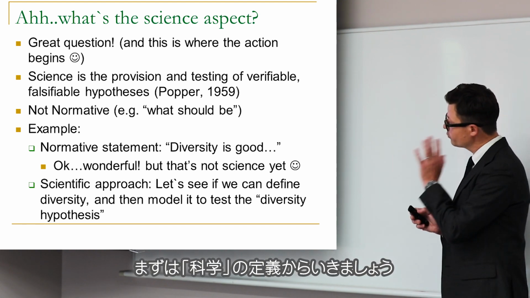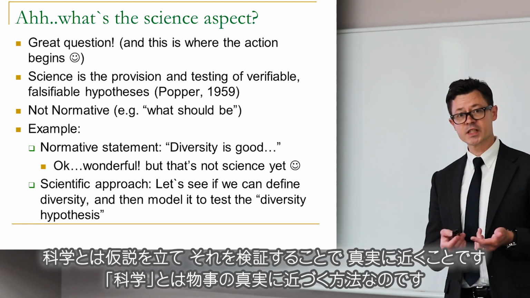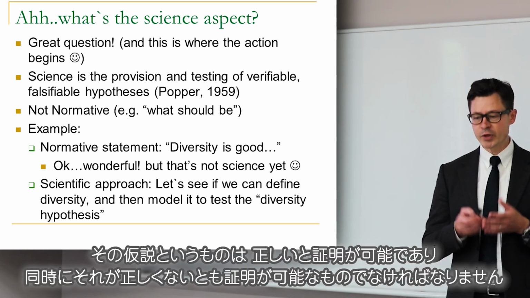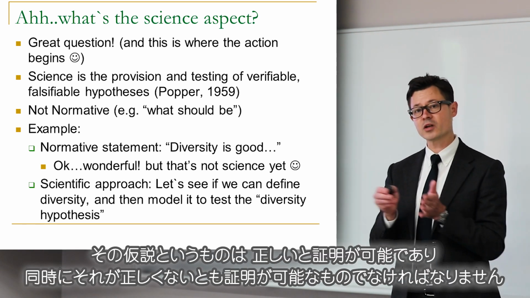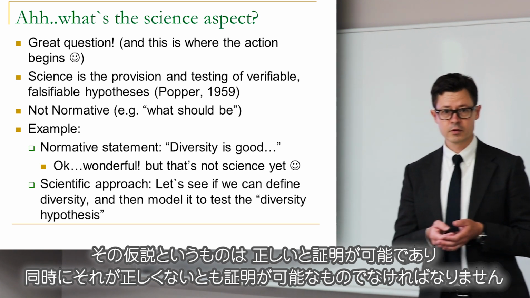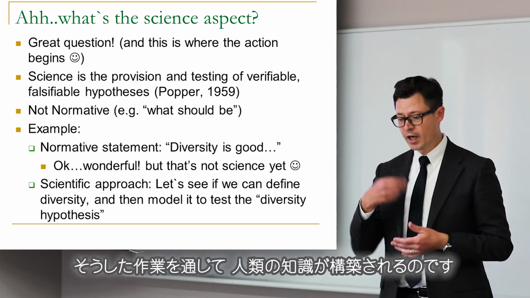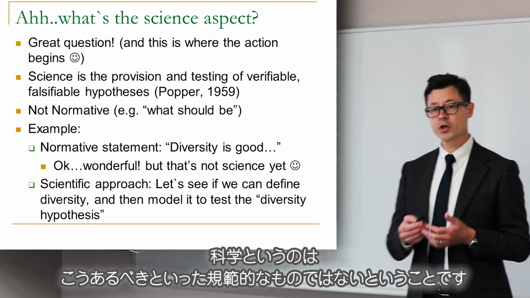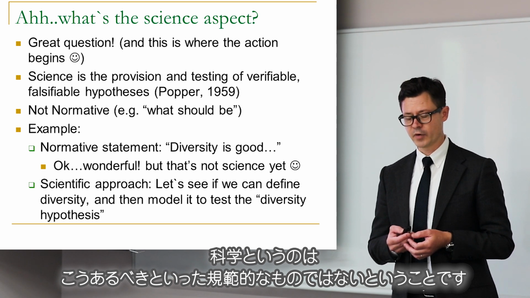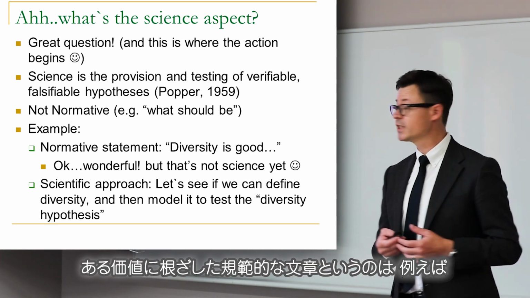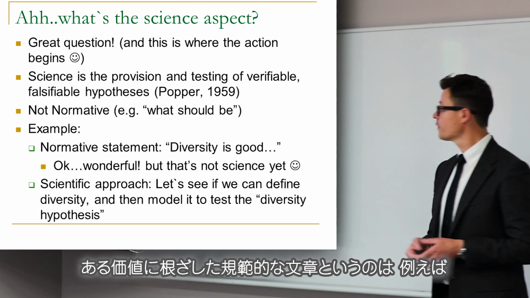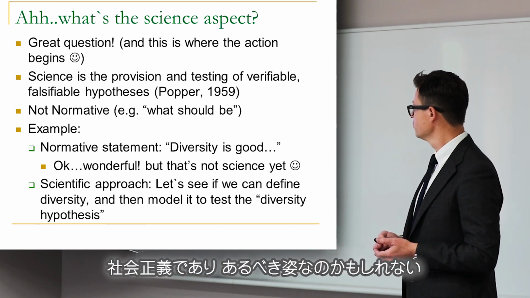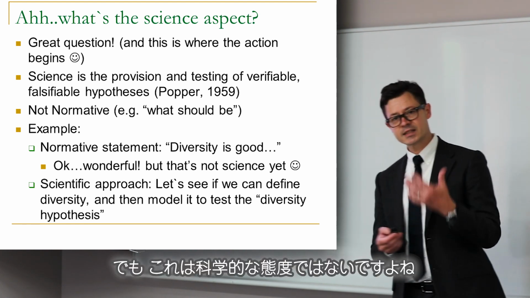So first, right, we have science. The definition is the provision and testing of verifiable, falsifiable hypotheses. And we do so we can get closer and closer and closer approximations of the truth, right? So science actually means truth. It means knowledge. Right? So notice that it's not normative in terms of what should be. Right? So an example, a normative statement, which is also a political statement. Diversity is good. Great. Right? Kind of this social justice norm, the way it should be. Right? But that's not science yet.